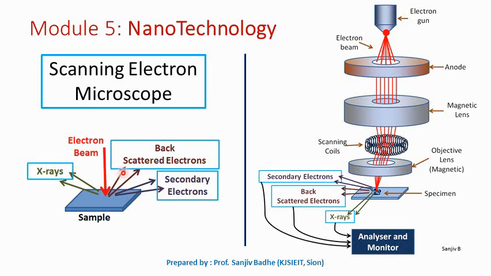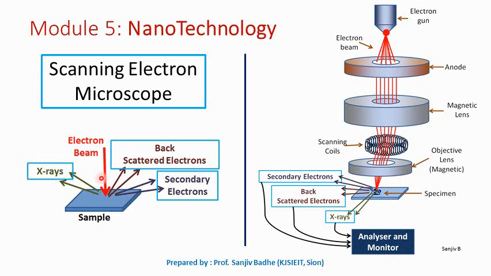The electrons which are scattered due to elastic scattering are called backscattered electrons. Some electrons are knocked off from the atoms on the surface of this sample. They are called secondary electrons. And some electrons penetrate deep into the inner shell of the sample atoms and knock off the inner shell electrons. To fill this vacancy created in the inner shell, the outer shell electrons can jump to the inner shell, and this will result in X-rays. So X-rays are produced.